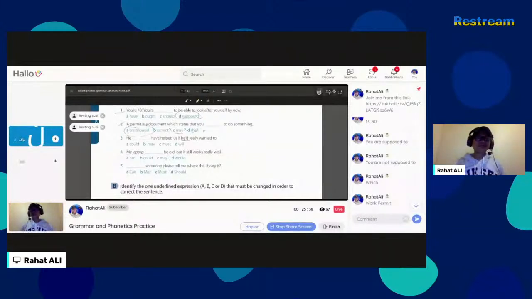What is your answer here? I use E, teacher. E, not E. A. Yes, A, that's right. A is the correct answer. He could have helped us if he would really wanted to, because when you use could, it fulfills the conditional sentence. In a conditional sentence, we do not use may or must or will. Yes, bravo, you have done it.